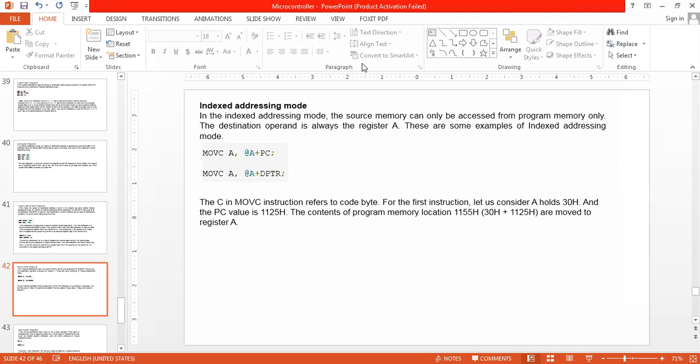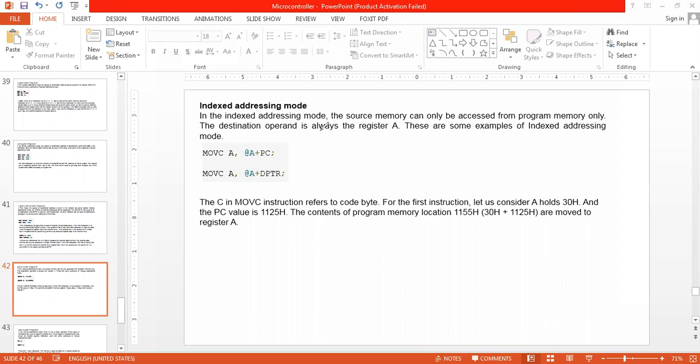So, the indexed addressing mode. I still have 5 minutes, and I will try to cover it in that. Basically, if I have a table array, a table where a multiple number of data is written, and I want to take that data continuously, then I go for the indexed addressing mode.